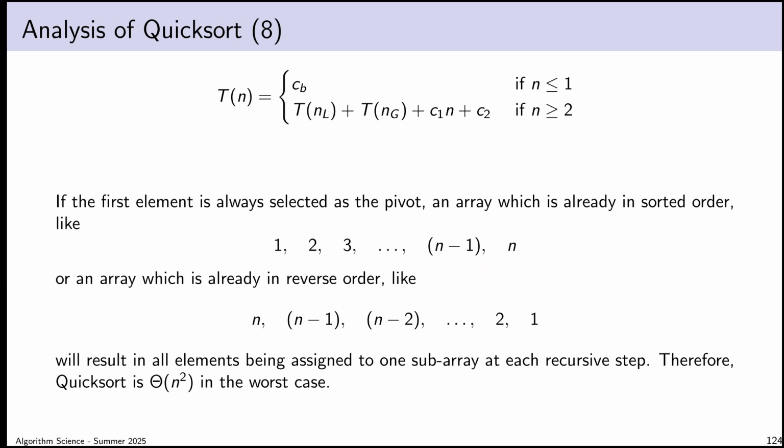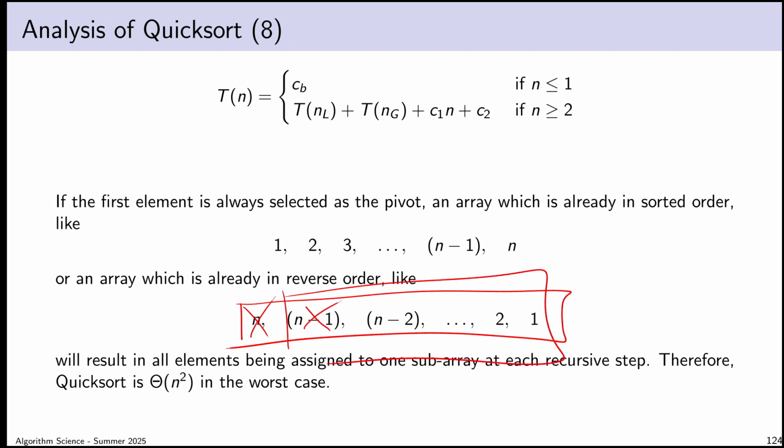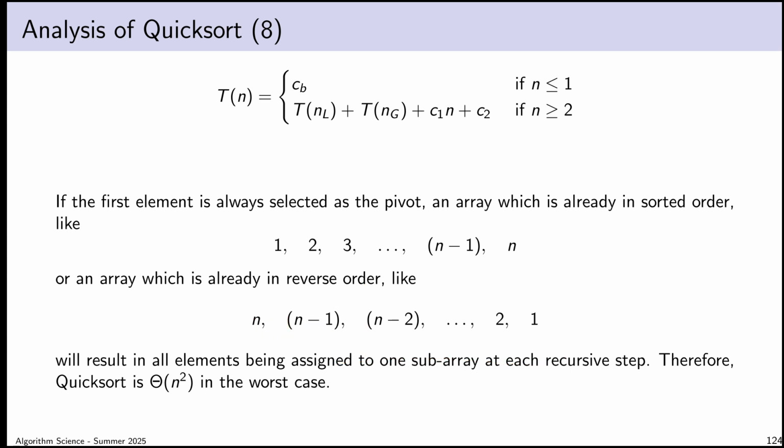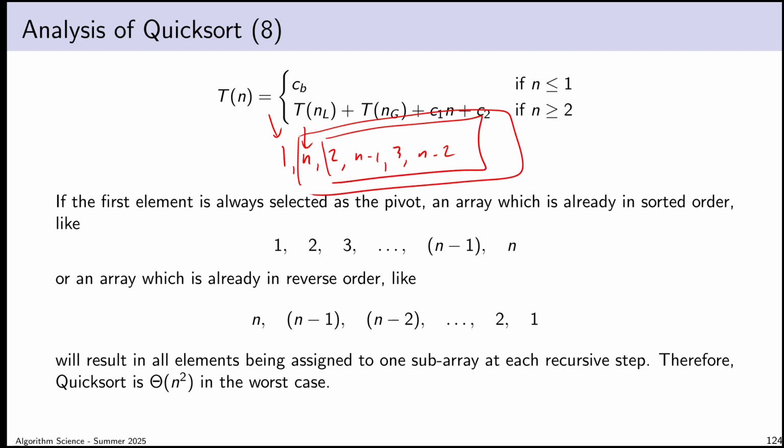The same thing actually holds if I have a reverse sorted array as well. So here, the first step, n is the pivot, everything goes in L. Second step, n minus 1 is the pivot, everything goes in L, and so on. I could even make mixtures of these. So this here would also work: 1, n, 2, n minus 1, 3, n minus 2. At the first step, everything goes in G. At the second step, everything goes in L, and so on. I hope that's enough examples to demonstrate that it's not like there's just one problem that we're dealing with here.